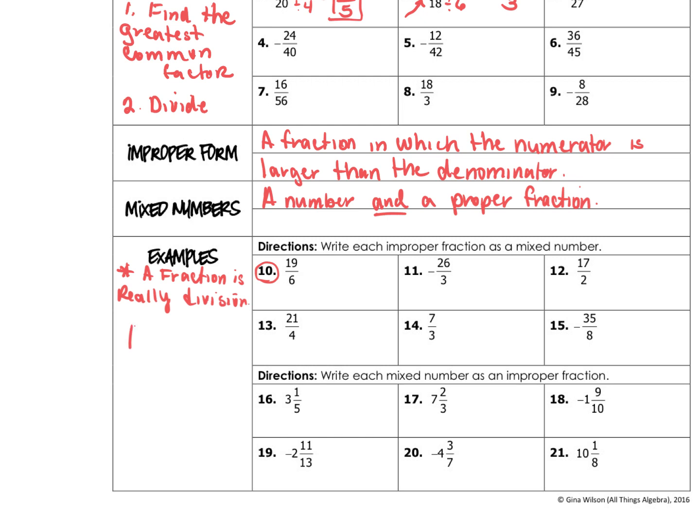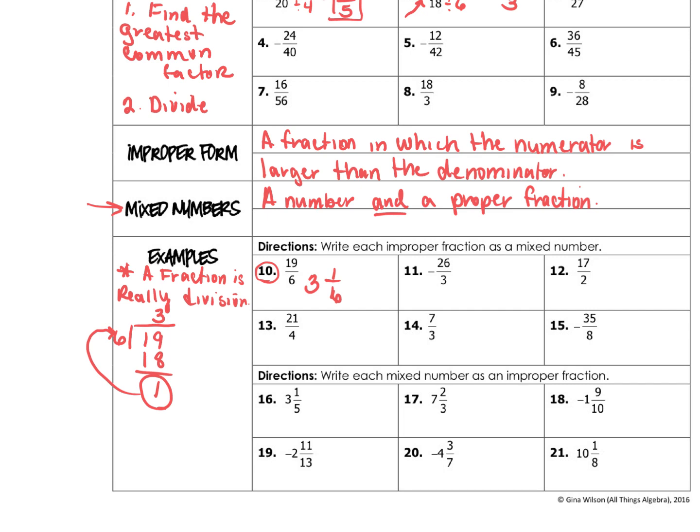So if we divide 6 into 19, let's use our factors. 6 goes into 19 3 times. 3 times 6 is 18, leaving 1 remaining. So the whole number in your mixed number is going to be 3. And you take what you have left over and put it over the divisor. So that's going to be 3 and 1/6.